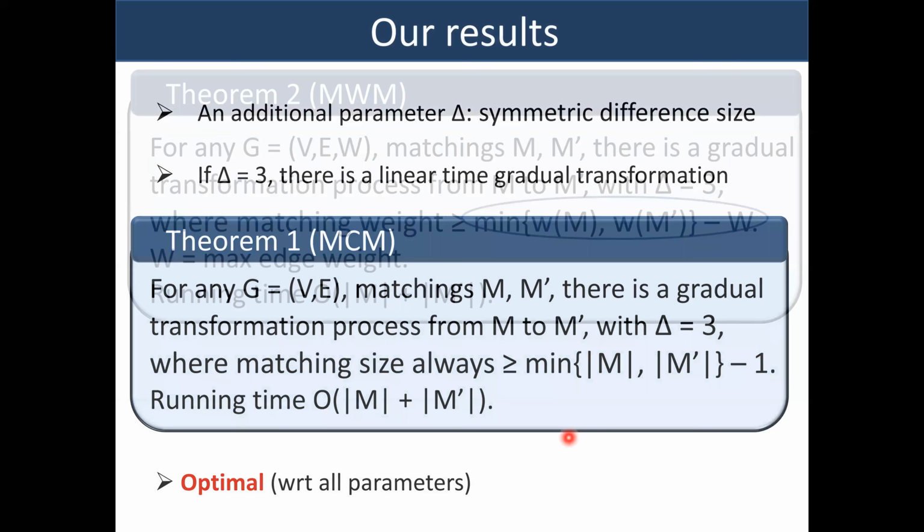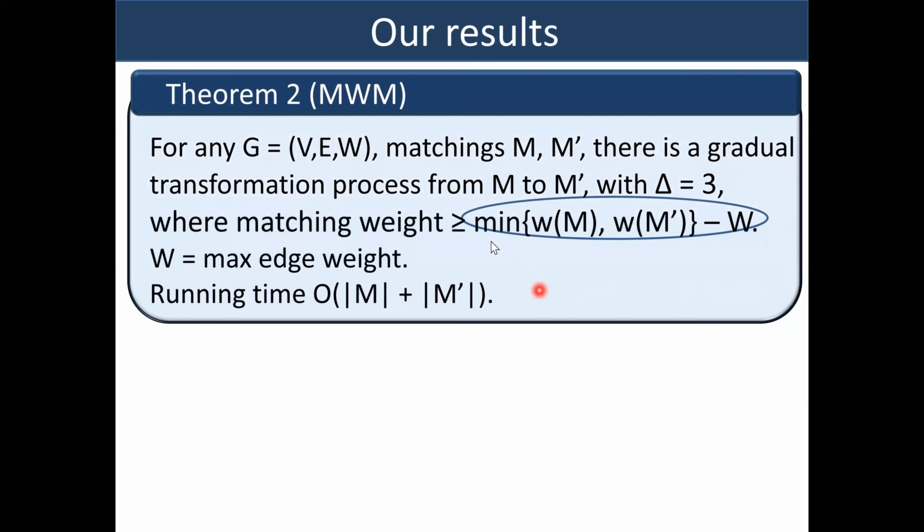It is more challenging to generalize it for weighted matchings. So here, we don't want to go down below the weights of the source and target matchings by more than W units, where W is the maximum edge weight. And we can massage this parameter to get something that is closer to the average weight, or at least not the maximum edge weight in the entire graph. And the running time is as before, it's linear in the sizes of the matchings.